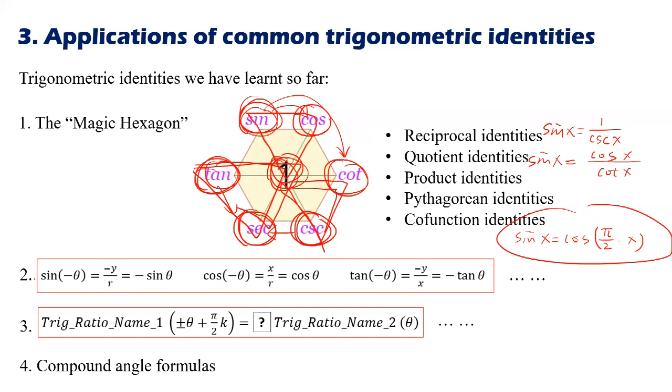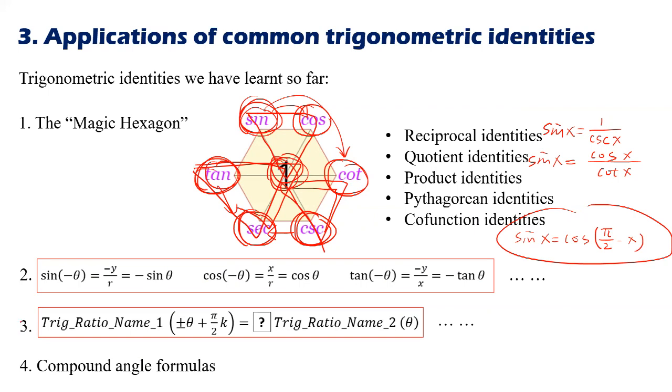Okay, the second set of identities states that sine minus theta is minus sine theta, and cosine minus theta is cosine theta, and tangent minus theta is minus tangent theta. So note here I only list the primary trigonometric ratios. The secondary trigonometric ratios can be inferred by looking at the primary ratios here, okay?